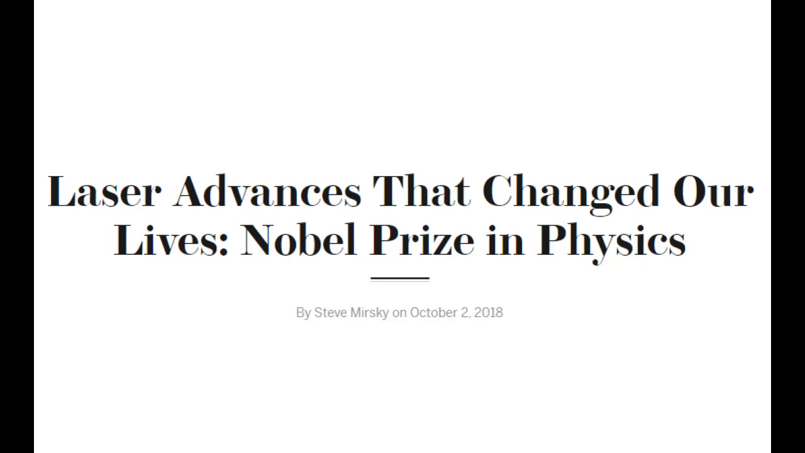Arthur Ashkin invented the optical tweezers. And he did this in 3 steps. He realized that he could, using the radiation pressure from a laser, push a small micro-sized transparent sphere in the direction of the laser beam.